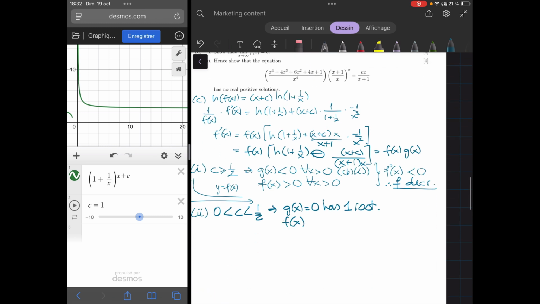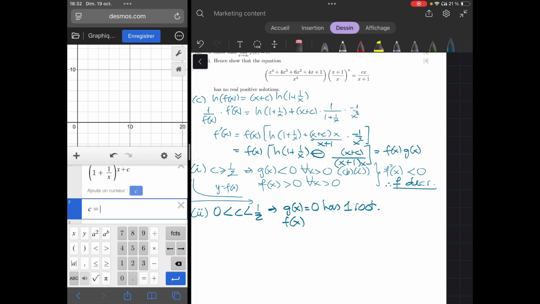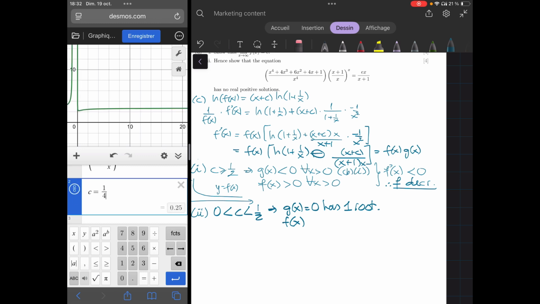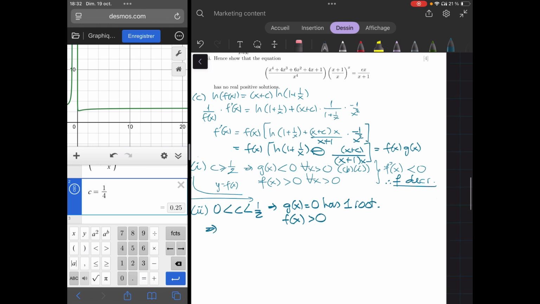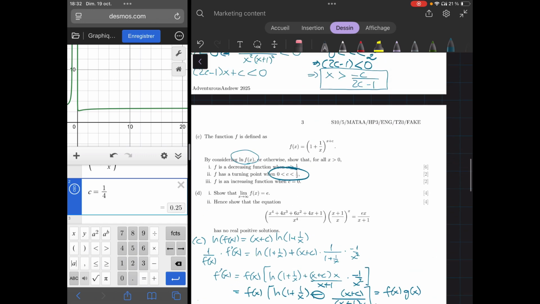f of x, let's say, let's put 1 by 4. F of x is also strictly positive. That means that there is a value of x where f prime of x is equal to 0. And therefore, we have a turning point.